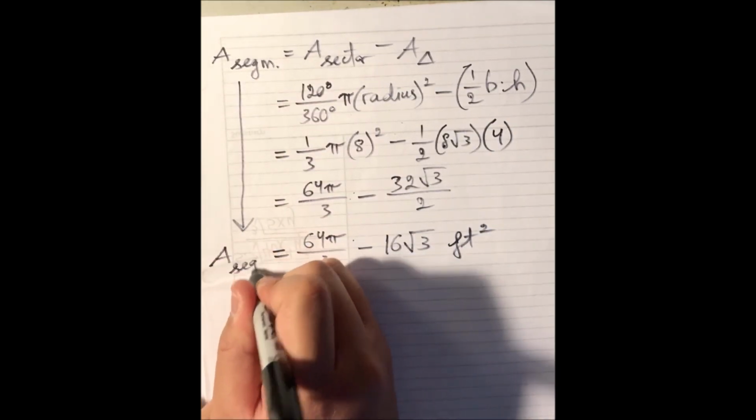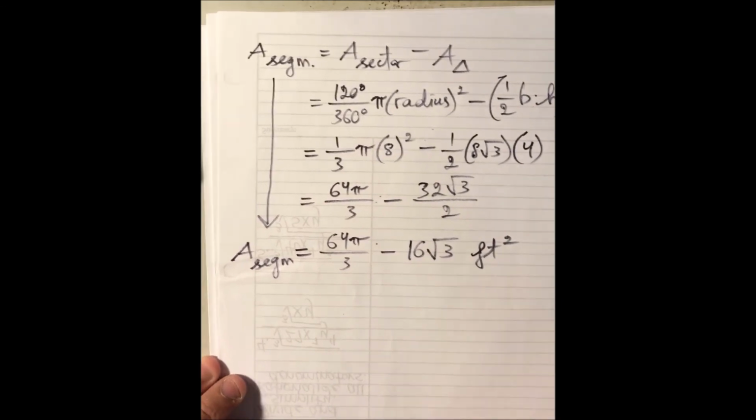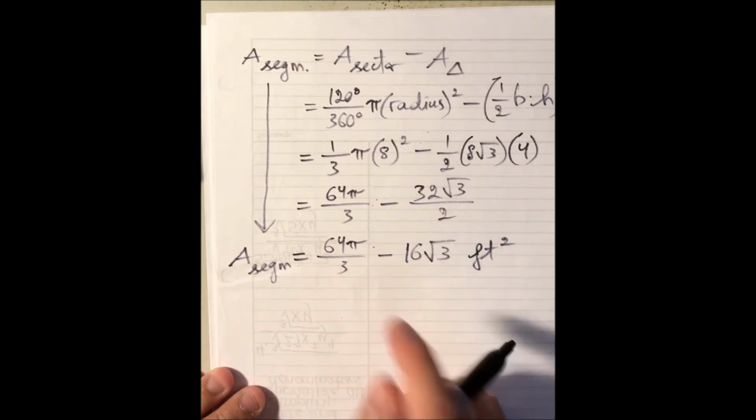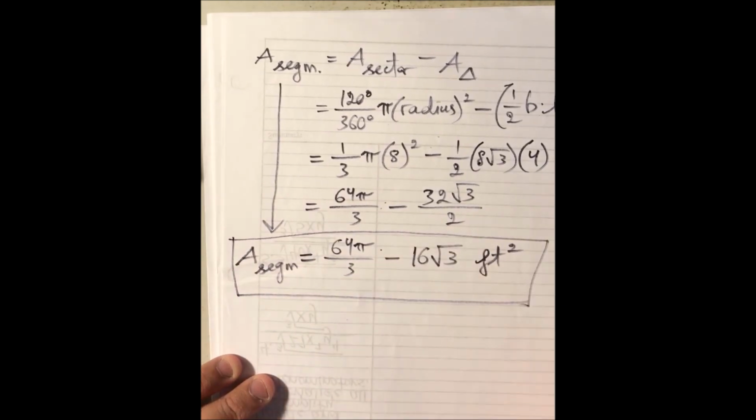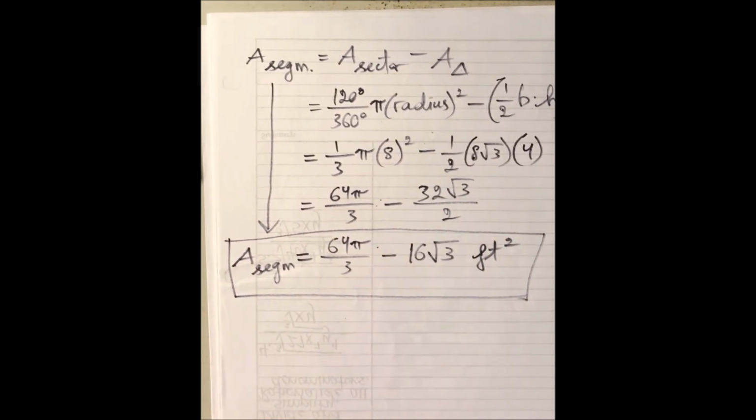So the area of a segment is the difference between these two, and I am not going to go ahead and try to crank out the actual value because of the square root of 3, so I'm going to end up with a decimal if I were to do that. But yeah, this is the answer for the area of this segment.